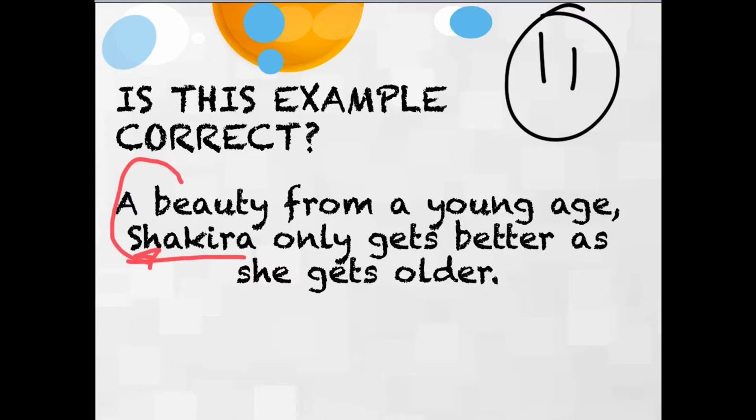So, all right, rule number 2, it usually starts with a or the. We've got a right there. Boom, rule number 2. Rule number 3, a comma must follow it. We've got a comma following it. Rule number 4, you should be able to take out the appositive phrase, and the sentence should make sense. Shakira only gets better as she gets older. Not only does that sound good, but it's absolutely true.